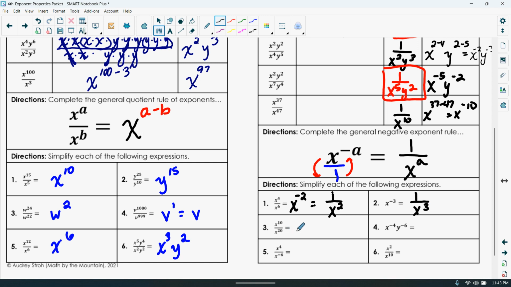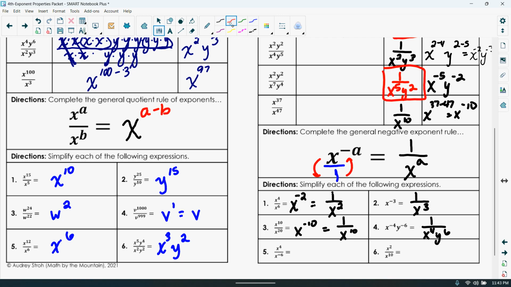Here, this will turn into x to the negative 10. So put 1 over x to the 10th power. Okay. They're both negative, so I'm going to change both to a positive using the reciprocal. So this is x to the 4th, y to the 6th.